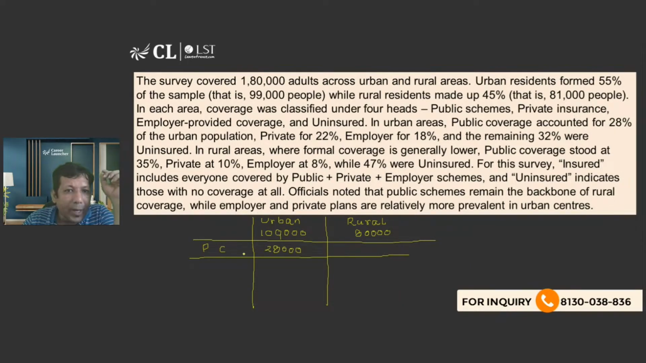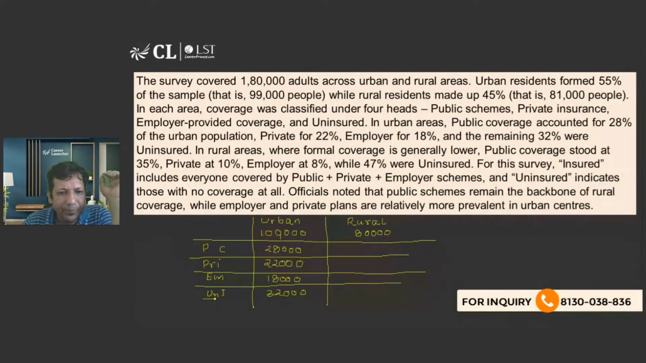Private was 22%, so 22,000. Employer 18%, that is 18,000. And then we have uninsured, that is the remaining 32,000, and this is what we have. Okay. Now I'm going to go to rural.